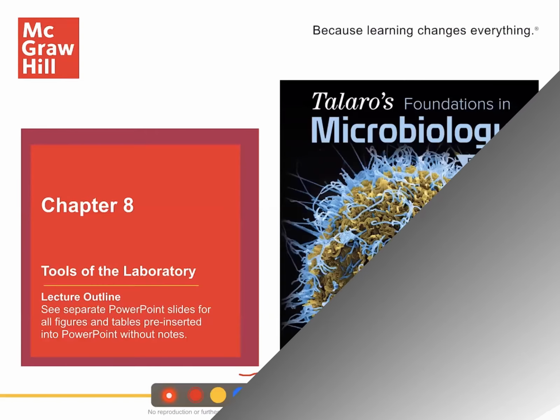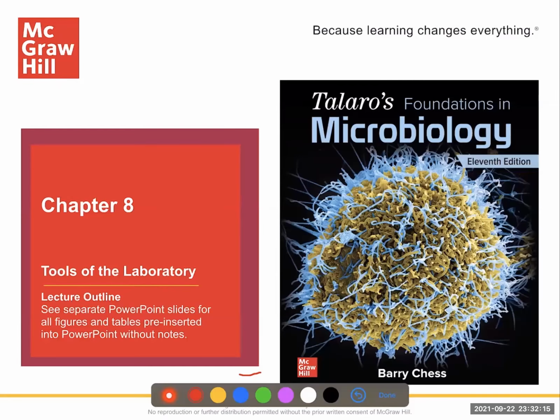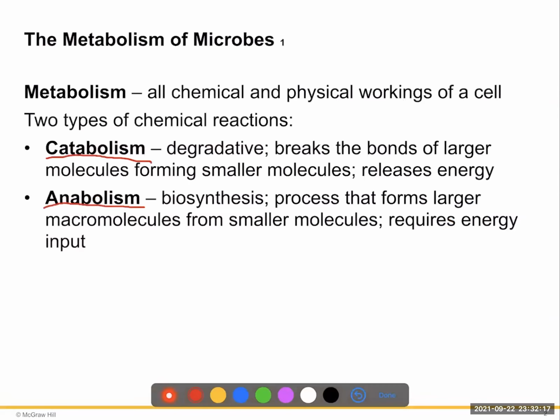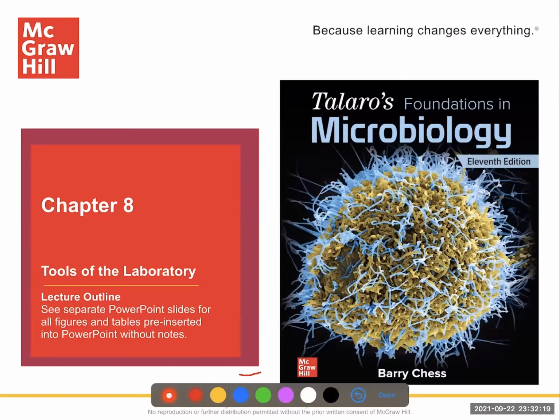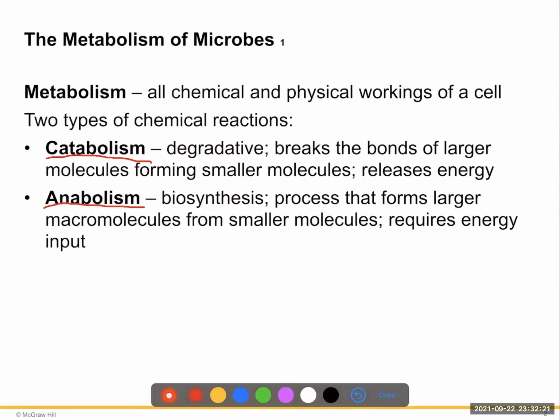Today we're doing chapter 8, tools of the laboratory. We talked about the different types of metabolism. Metabolism means all chemical and physical workings of the cell, all the reactions. There's two types of chemical reactions.